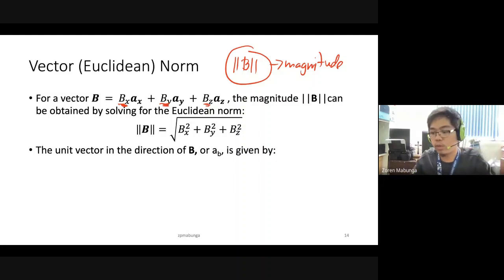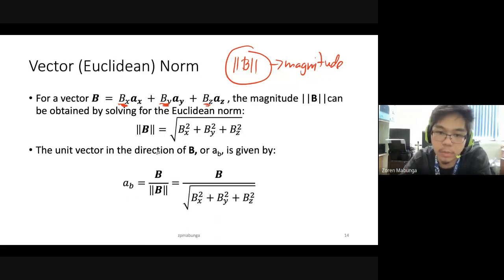Okay, kaya nga siya tawag na unit vector, merong unit magnitude. So, the unit vector in the direction of B, or A sub B, is given by this formula. Pag pinahanap sa'yo ang unit vector in the direction of vector B, pwede mo masolve yan using this formula. I-divide mo lang yung vector na yon ng magnitude niya, which is given by the Euclidean norm. So, for example, hahanapin natin yung unit vector nito, i-divide mo lang yan ng magnitude niya.